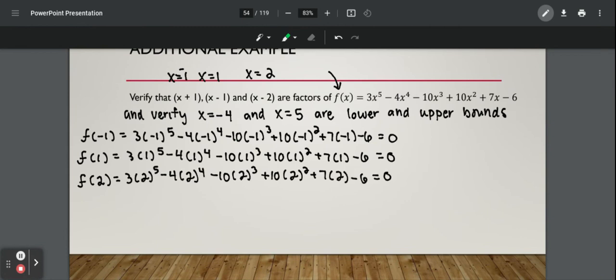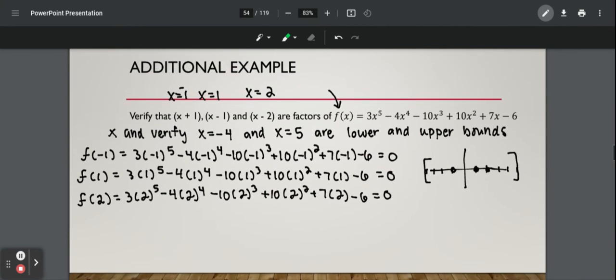So then the second part here is we're going to verify that -4 and 5 are the lower and upper bounds. What that means is that if we were to graph this, we know that we have zeros at -1, 1, and 2. And so what we're saying is that if we were to go -2, -3, -4, and then 3, 4, 5 to here, that if we were to set boundaries there, we're going to do this bounds test to show that this point right here.